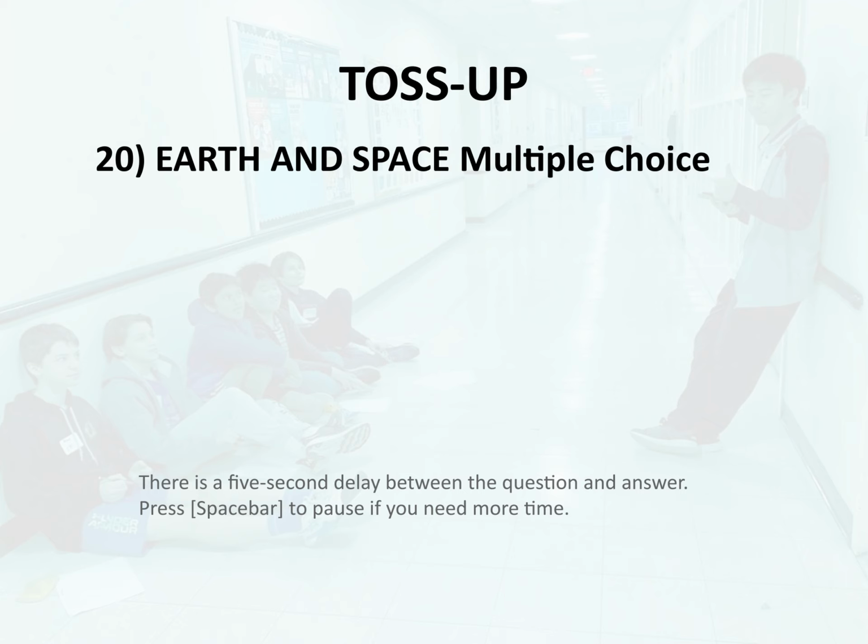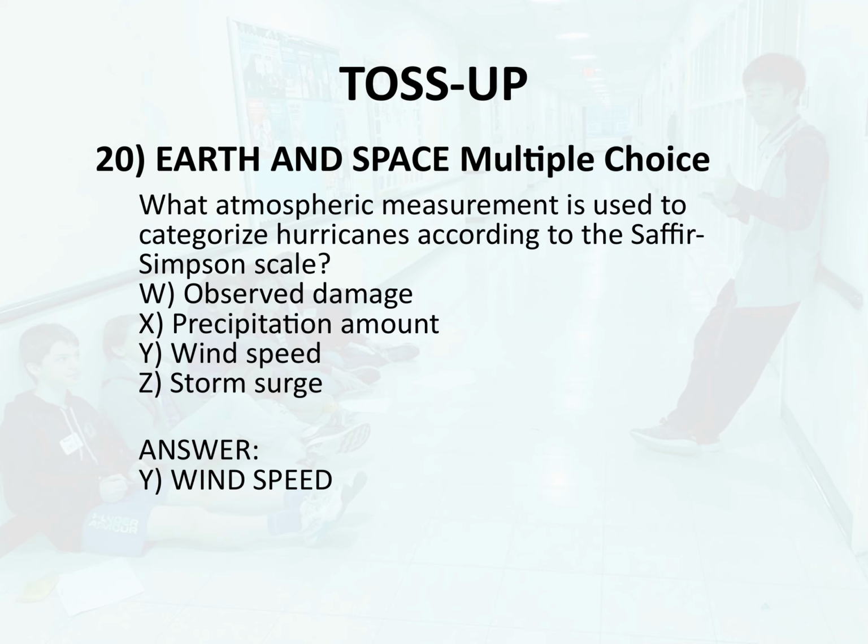Toss-up 20. Earth and space. Multiple choice. What atmospheric measurement is used to categorize hurricanes according to the Saffir-Simpson scale? W. Observed damage. X. Precipitation amount. Y. Wind speed. Z. Storm surge. Answer: Y. Wind speed.